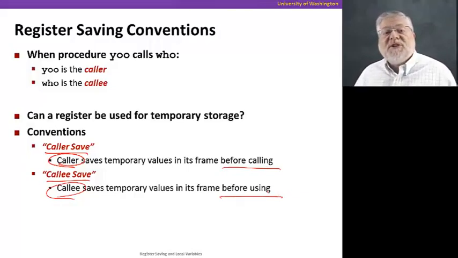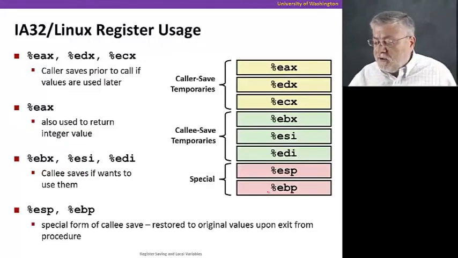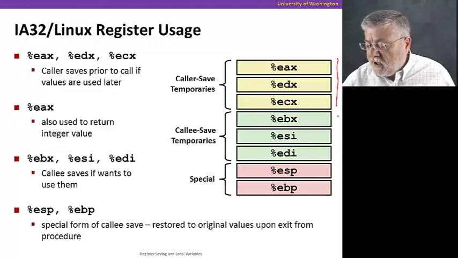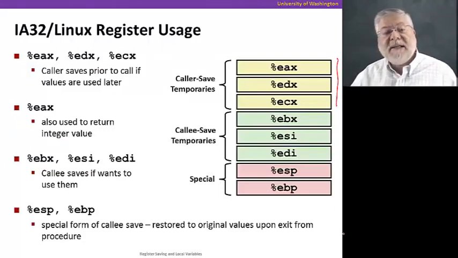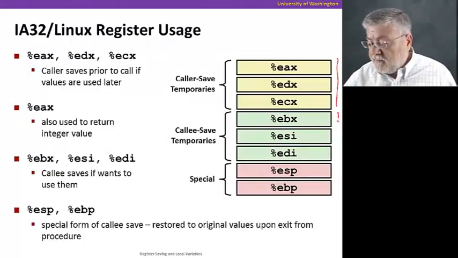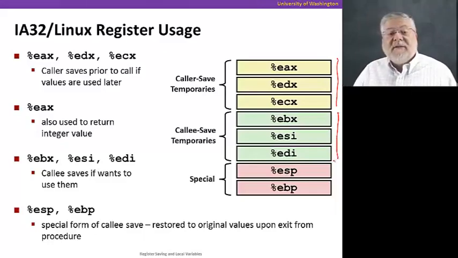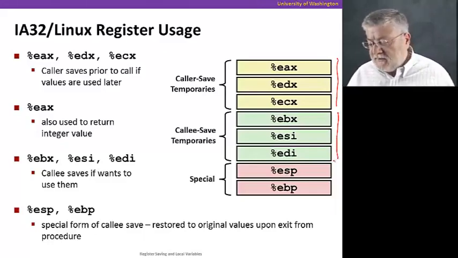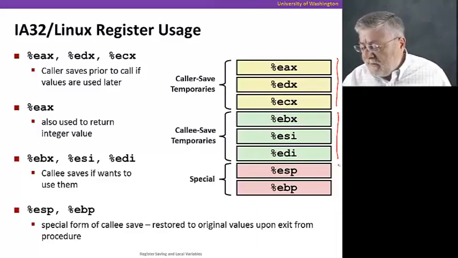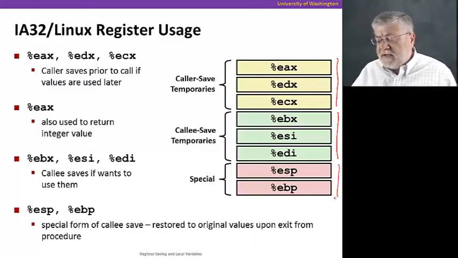So when do we use each? When does the caller save a register, and when does the callee save a register? It turns out that what we're going to do is have three registers be caller save, EAX, EDX, and ECX, and three registers be callee save, sort of split the responsibilities. And then of course we have two special registers, the base pointer and the stack pointer. Those are handled a little bit differently, but also involve restoring them to their original values upon exit from a procedure.